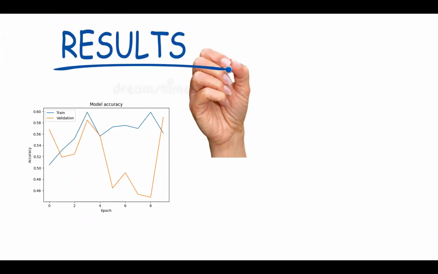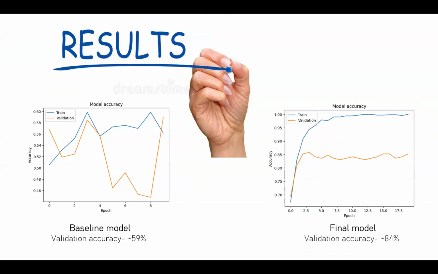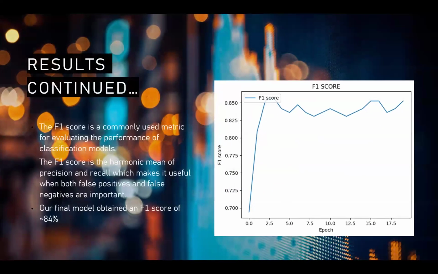Yeah, so as we can see on the left side, we have our accuracy for the baseline model, which has a validation accuracy of about 59%. And after making changes to our baseline model, as told by my friend in the previous slides, we were able to achieve a validation accuracy of 84% with our final model. We also have the F1 score here. F1 score is a commonly used metric for evaluating the performance of classification models, which is nothing but the harmonic mean of precision and recall, which makes it useful when both false positives and false negatives are important. So our F1 score is also about 84%, which is in line with our final model.